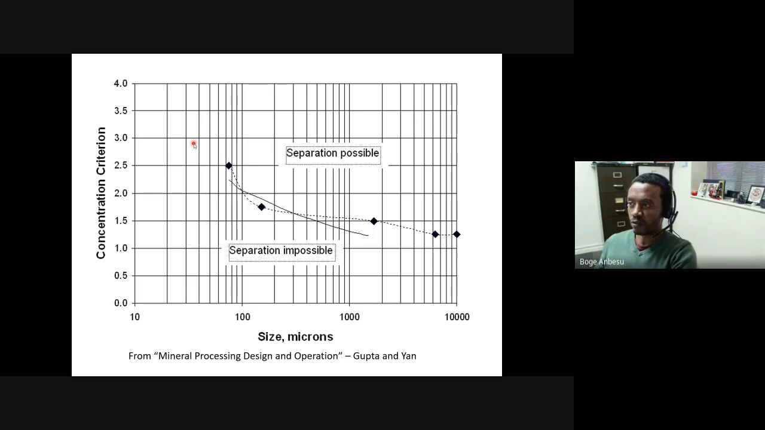Okay, what about if we have particles that are very fine? We should probably consider other separating methods, such as flotation and so on, to be able to upgrade the ore.